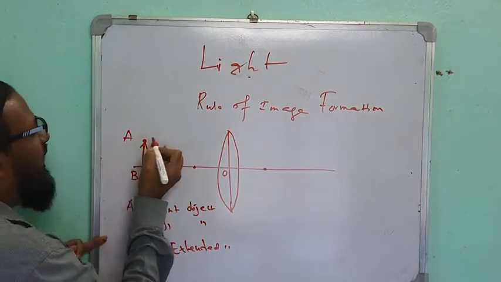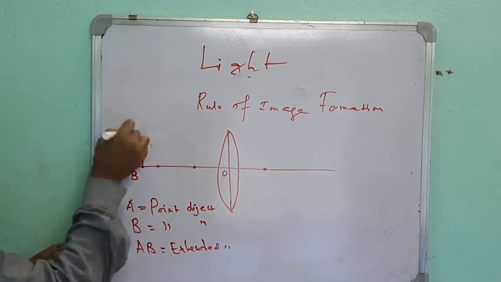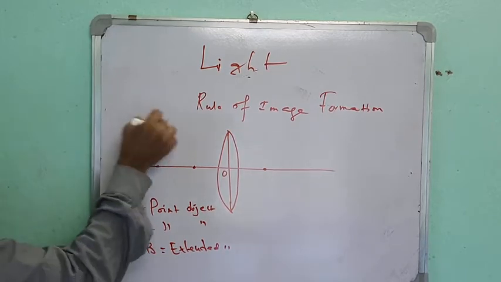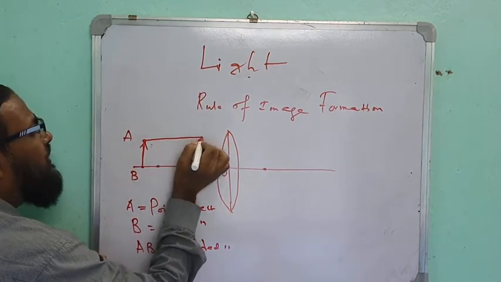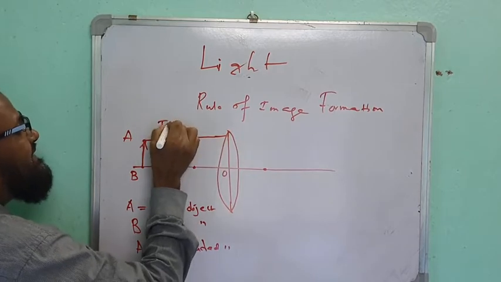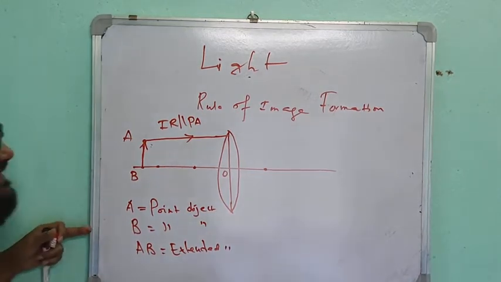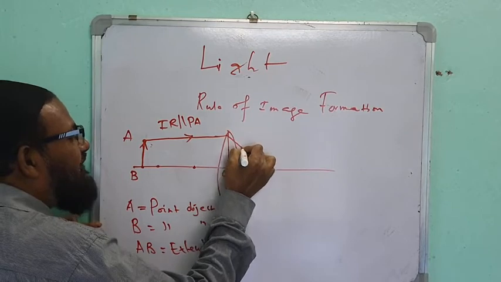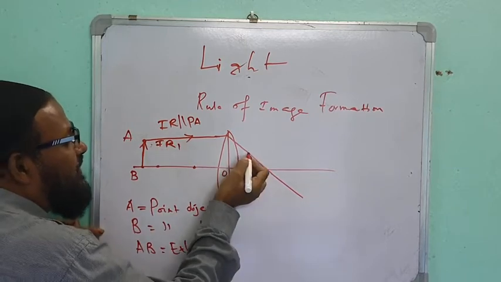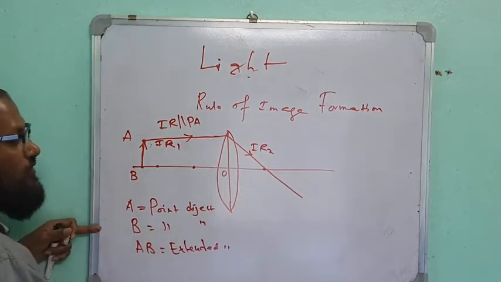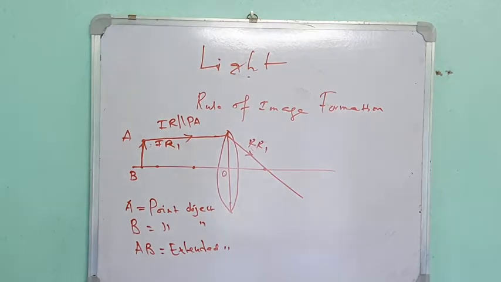Rule is take one ray. Now, please see the figure. From A, light moves in all directions. What is this A? Source of light. There are so many rays, but I am considering one particular ray, which is parallel to the principal axis. Incident ray parallel to principal axis. In case of convex lens, after refraction, it will pass through F. This is IR1. This is RR1, refracted ray 1.